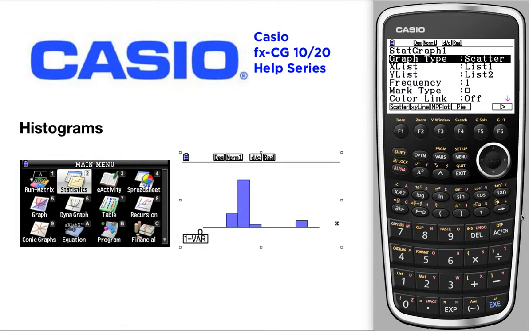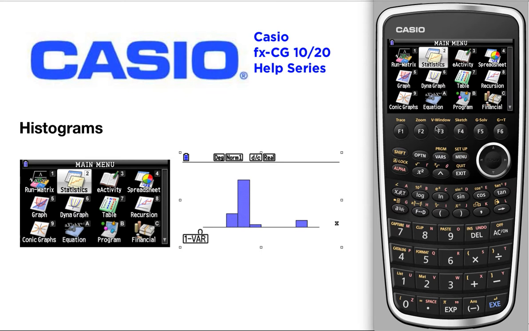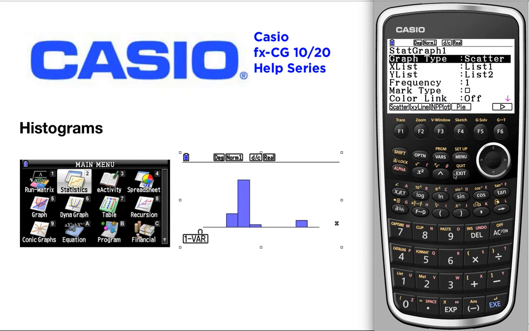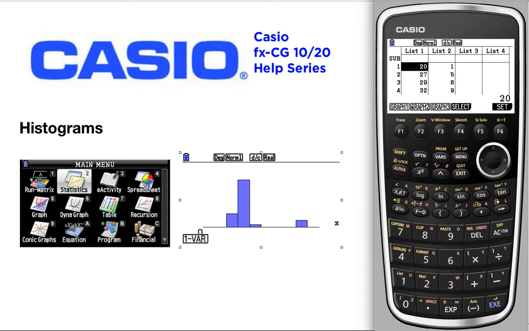Creating histograms. This time we're going to be creating a histogram. To create a histogram, we're starting in Stats. So we're in the Statistics menu, which is menu item number 2. I'm going to exit here and go back to the data sheet.